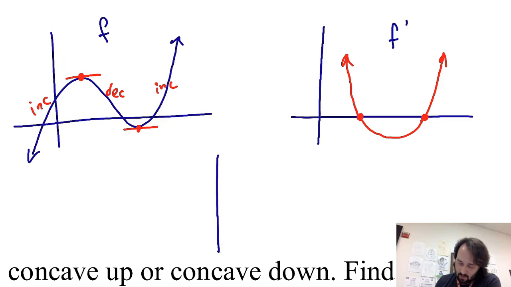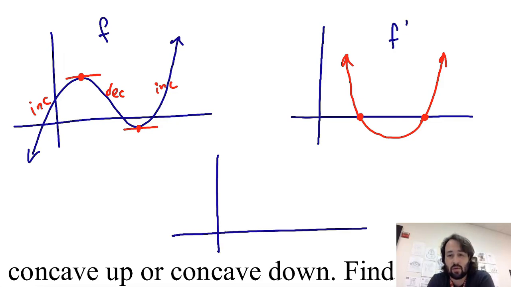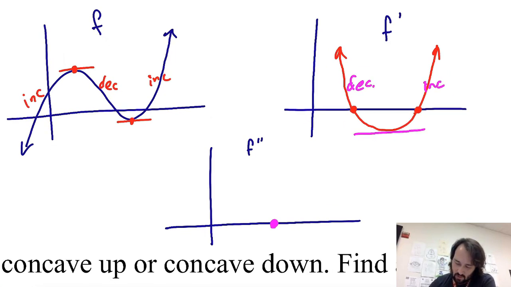So now if I take f double prime, right, that's just my derivative of my derivative. So I can apply the same logic. So f double prime is going to have zeros when f prime has a zero, which is right here. And I am going decreasing and increasing. So the slopes there would be from negative to positive. Right, so that would be the graph of f double prime. So let's see how they relate.